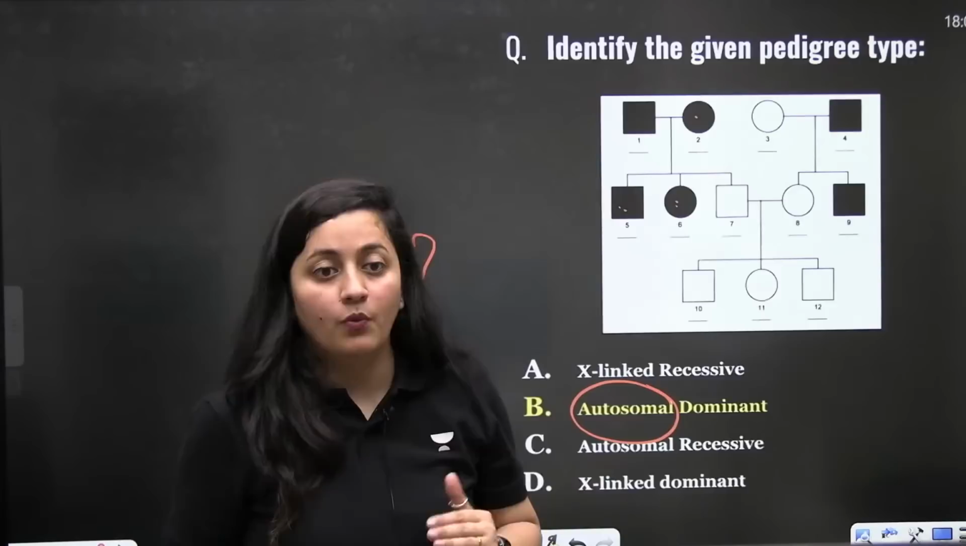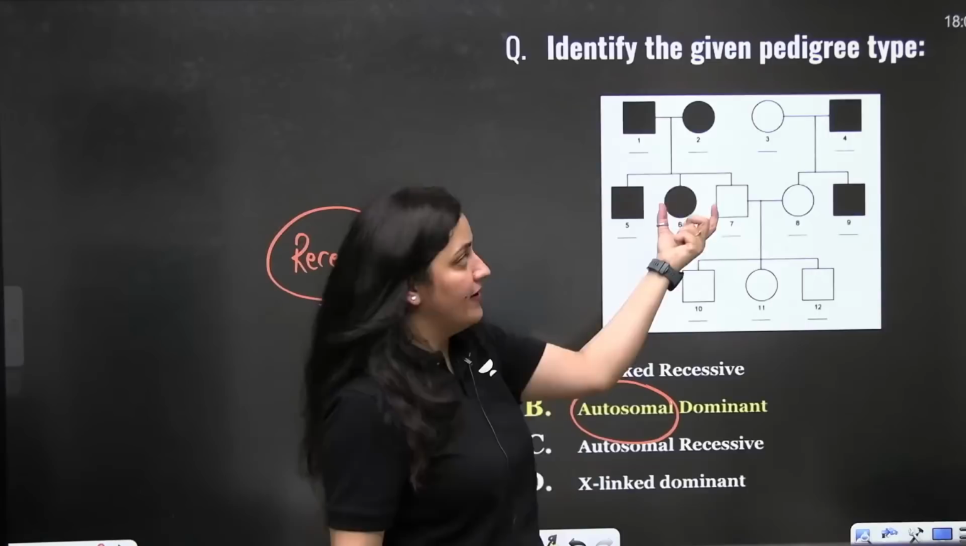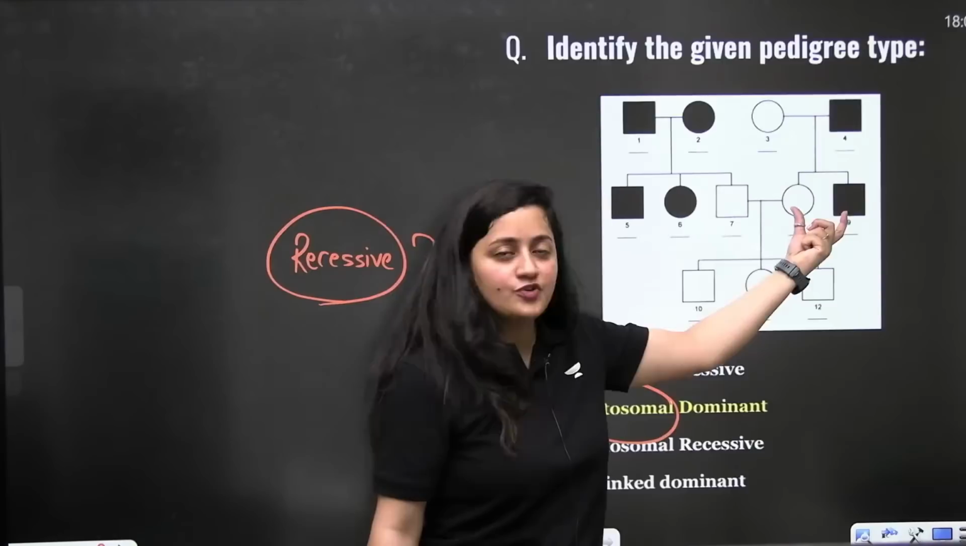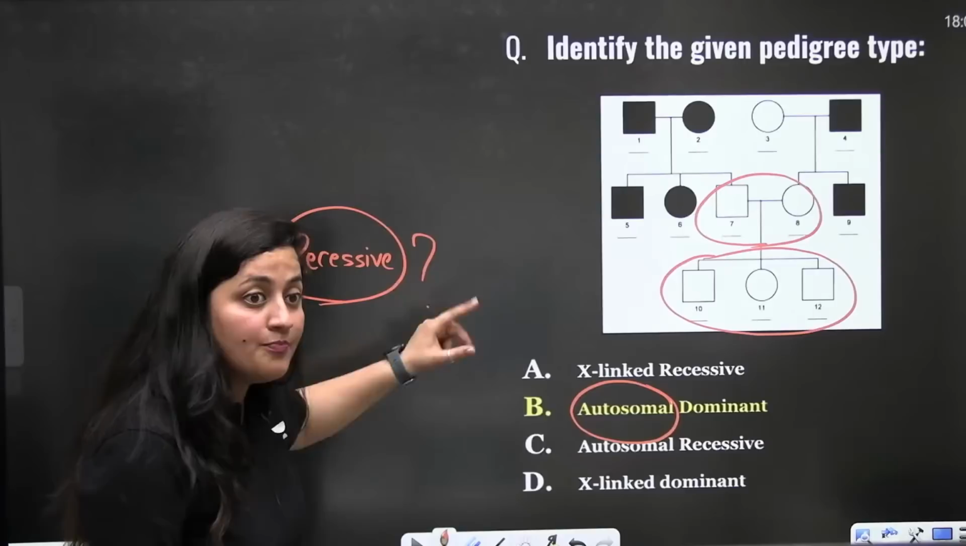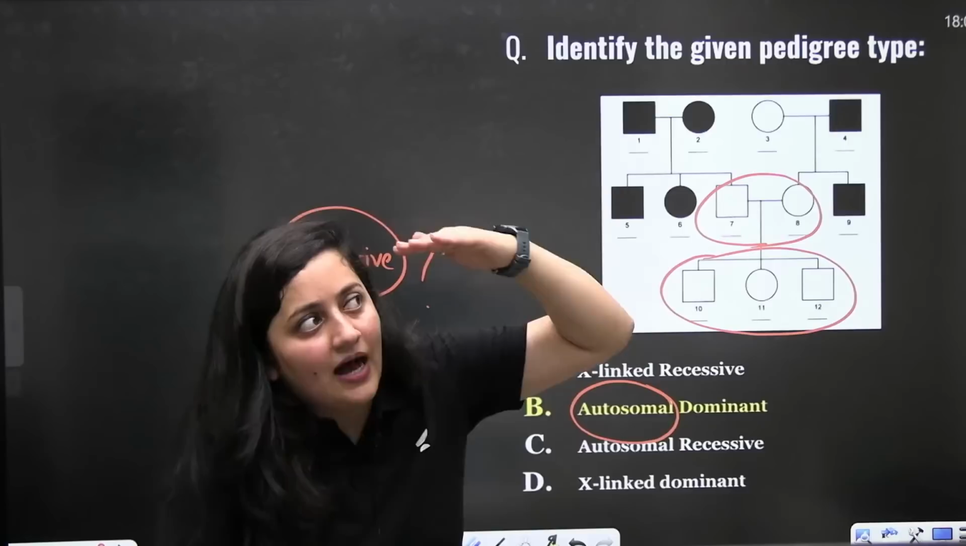Where, Harry? See here, just look at it. One of the parents is affected, next generation is affected. Now here, both of the parents are normal, next generation is normal. So how can you say that they skipped the generation? I mentioned it in all those points: in the case of dominant traits, unaffected parents will have unaffected children.